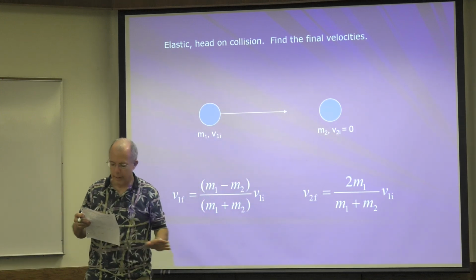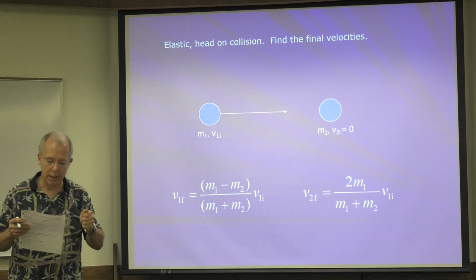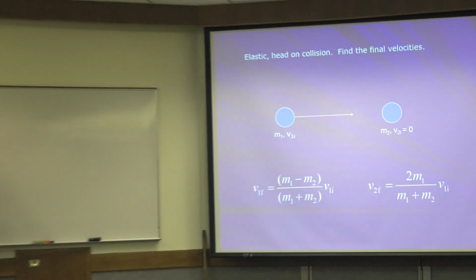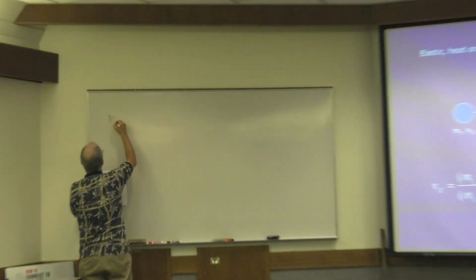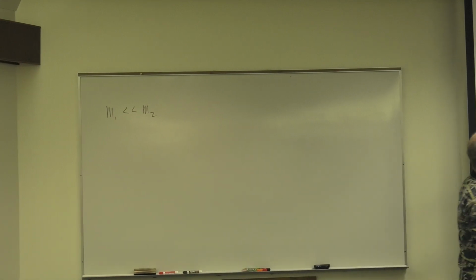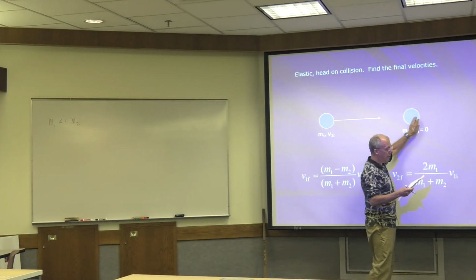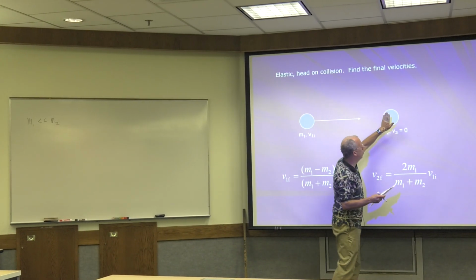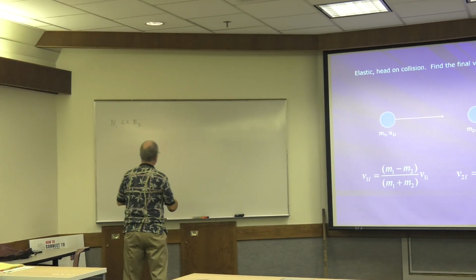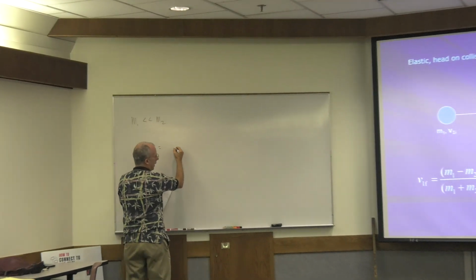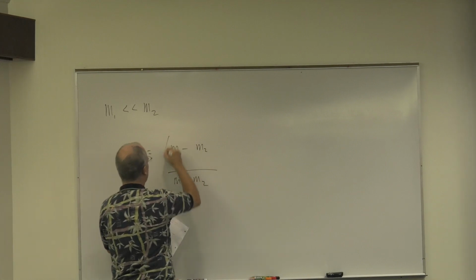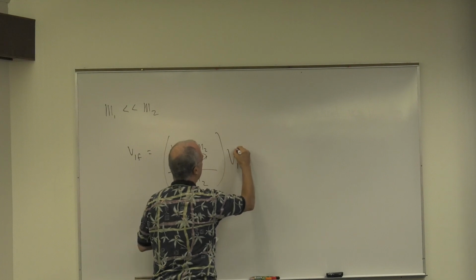Now the next two I'm going to do in gory detail because you're going to need to know how to do this for a lab. So let's do it carefully. What we want to do is say M1 is tons less than M2. Just imagine that this is a sphere made out of plastic, and this is a sphere made out of tungsten, or something like that. So this is much, much larger than this. Here you go. This is math. V1 final equals M1 minus M2 over M1 plus M2 times V1 initial.